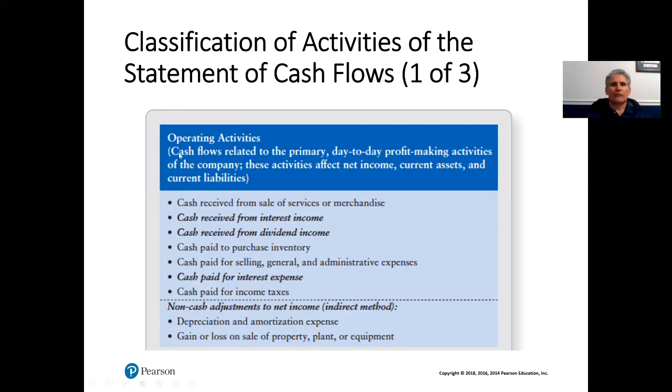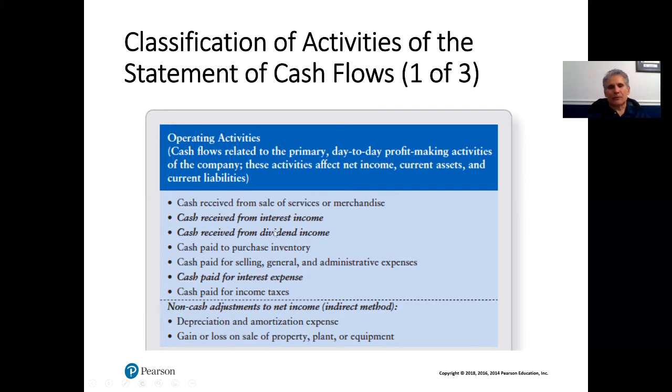Okay, so the first thing we're going to take a look at is operating activities. And as we discussed, these are cash flows related to the primary day-to-day profit-making activities of the company. These activities affect net income, current assets, and current liabilities. So a little bit more specifically, we're talking about money that's been received from sales or services. The cash, though, not necessarily the booking of the sale. It's actually the cash received from sales.